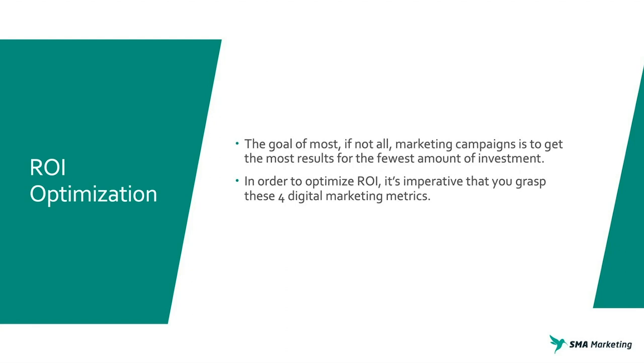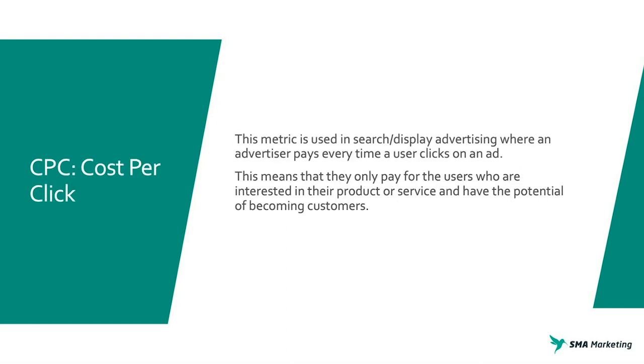So we want to make sure that our dollars are going as far as they can, that we're attracting the right people, that we have a message that's engaging. So in order to optimize our ROI, it really is important that we grasp these digital marketing metrics, especially if you're using digital channels like AdWords or Facebook ads, email marketing, search campaigns, things of that nature. These metrics are extremely important to understand, and not just at a basic level, but really how we can optimize around them.